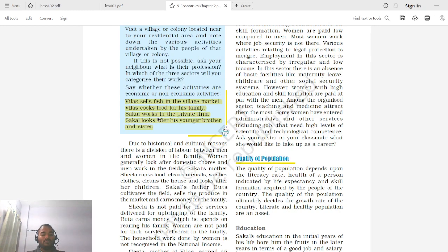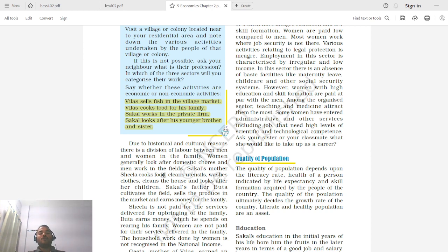Due to historical and cultural reasons, there is a division of labor between men and women in the family. We have seen that in the Indian scenario, labor is divided into men and women categories. Women generally look after domestic chores and men work in the field. Sakal's mother Sheila cooks food, cleans utensils, washes clothes, cleans the house and looks after her children. Sakal's father Buta cultivates the field, sells the produce in the market and earns money for his family. So in the case of Sakal, his mother does household work while his father does some work in the farm, and also sells the products in the market and gets money for his family.